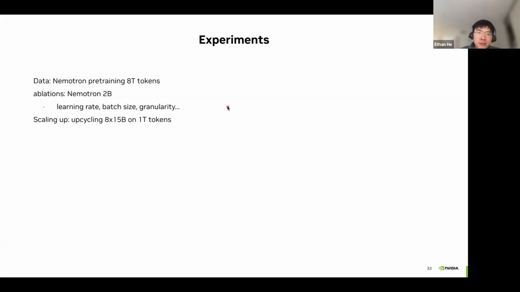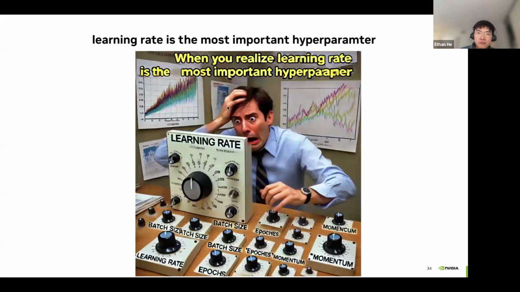So for our experiment, we do our experiment on the 8 trillion tokens Nemotron pre-trained on. The ablation study is on a smaller model, Nemotron 2B, and the bigger model, we do it on 8x15B on 1 trillion tokens.